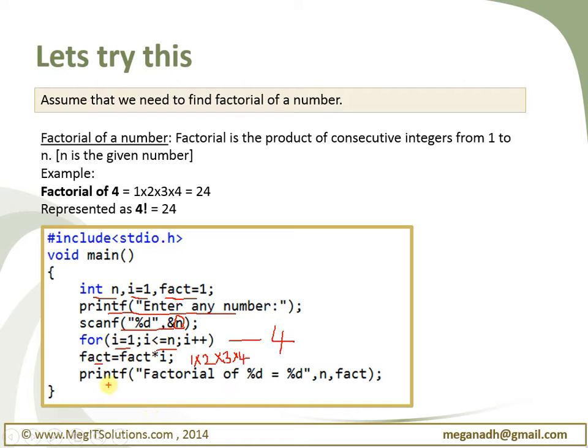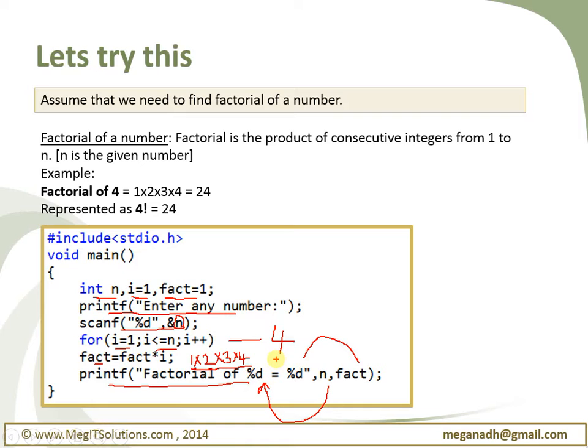Here I'm going to print the factorial of %d. For the first %d I'm printing the n value, which is whatever value the user entered, and it is 4. And here I'm going to print the factorial value, which is the calculated value of 1 into 2 into 3 into 4, which is 24. So when you run the program, you will see that the factorial of 4 is equal to 24.